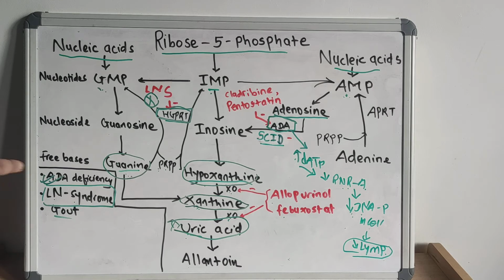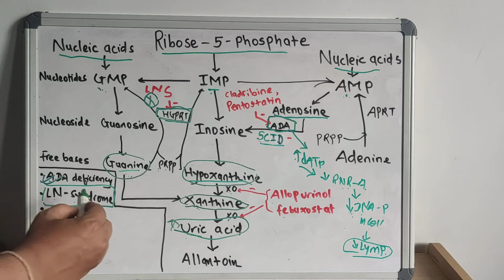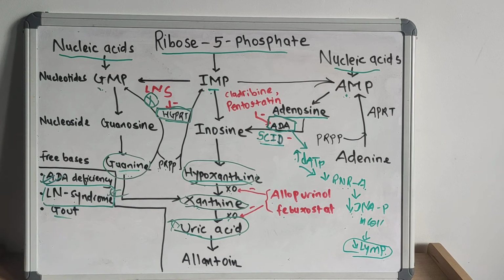So what are the findings in Lesch-Nyhan syndrome? There will be intellectual disability in the child, self-mutilation, and aggressive behavior. There will be hyperuricemia, which leads to orange sand or red sodium urate crystals in the diaper. There will be gout, dystonia, and macrocytosis in Lesch-Nyhan syndrome.